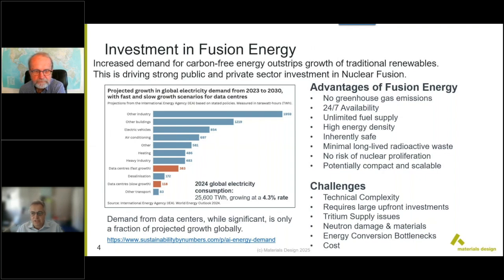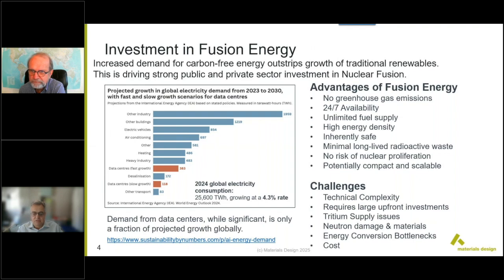Now, the advantages of fusion energy are, of course, no greenhouse gas emissions, compared to solar and wind. It also offers 24/7 availability. In principle, the supply of fuel is unlimited. You have a very high energy density. It's inherently safe.